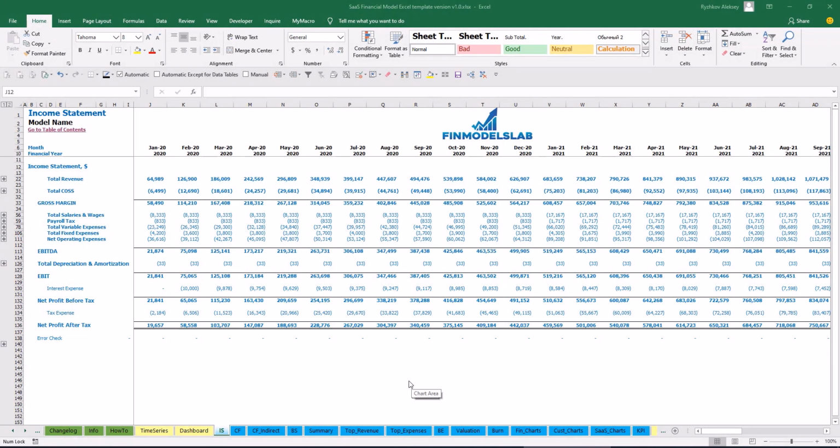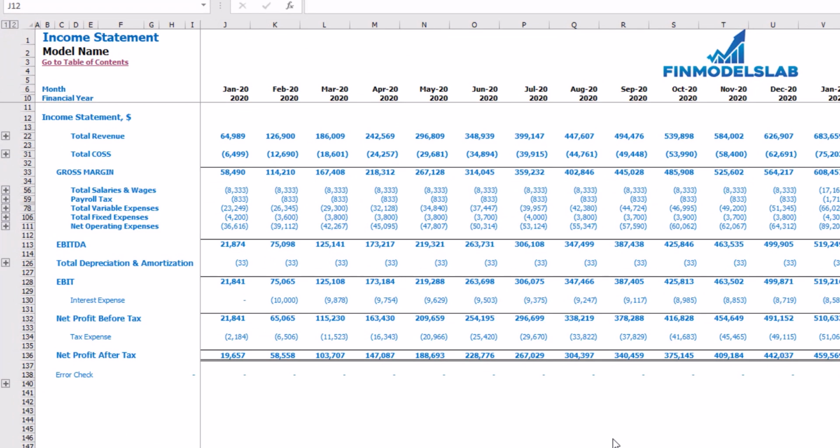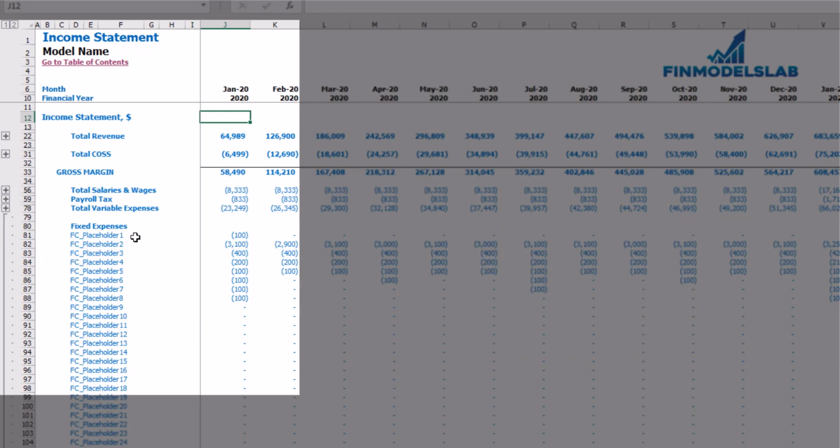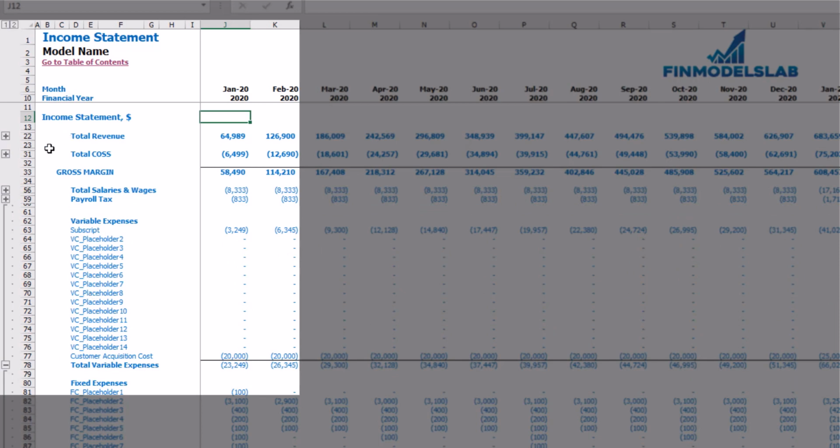On the income statement tab you may see the main line items of your profit and loss, which is total revenue, total cost of services sold, gross margin, salaries and payroll taxes, variable expenses, fixed expenses, EBITDA, total depreciation and amortization, EBIT, interest expense, net profit before tax, tax expense and as a result net profit after tax. Please note that by clicking on this plus button you can unhide each of the categories and see the digitalization, for example for the fixed expenses or variable expenses and for any other category. You may see the values by months and all the breakdown by line items.